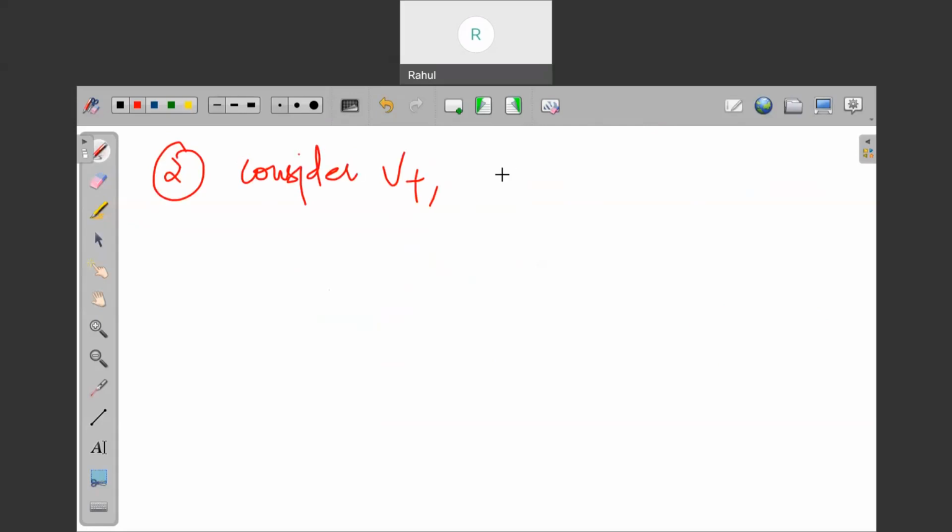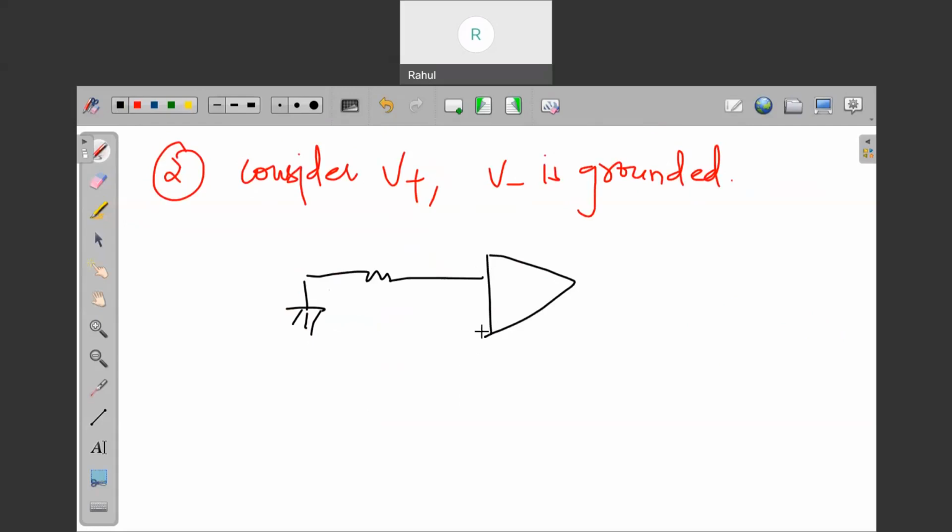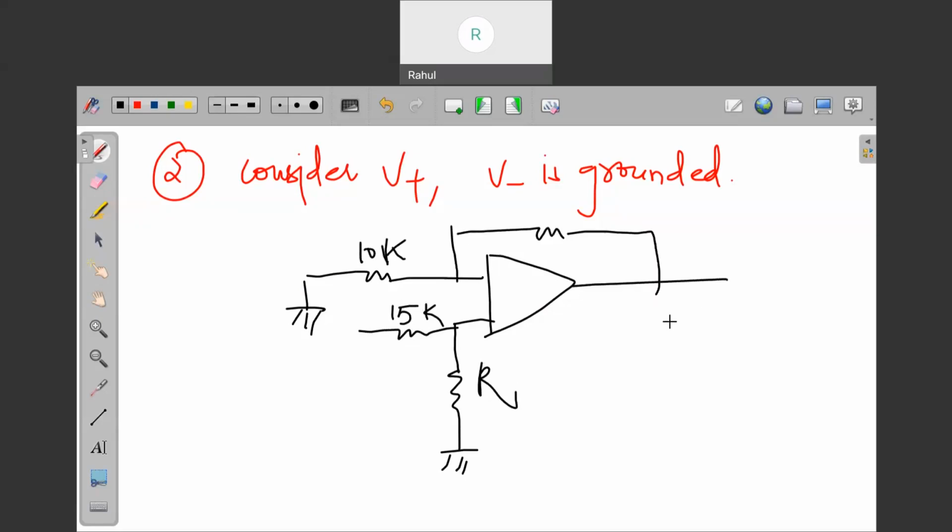Consider B plus, and Vi is... okay. So your circuit becomes like this. This is grounded, and this will be like this. That becomes a non-inverting amplifier now. That becomes a non-inverting amplifier. This is 10K, and this is basically the... So here the input is B plus, and this guy is what? This guy is your 22.